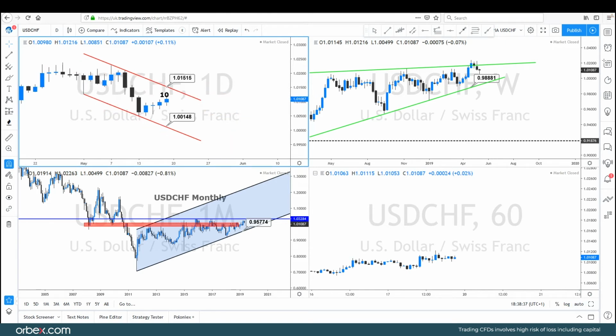As far as our support and resistance levels are concerned, we've got resistance to the upside at 101.67, and to the downside we've got support at 100.57 going into this week.